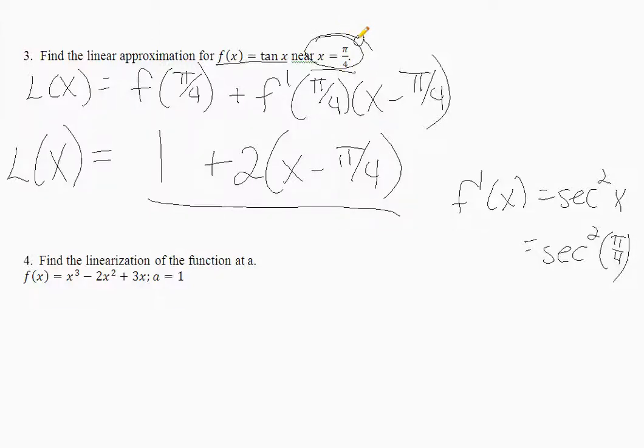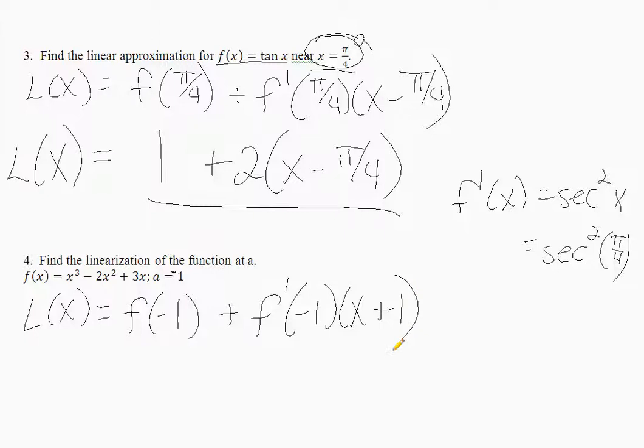Okay, and then the last one, again, go ahead and pause it. Try to do it. So I have linearization is going to equal f of a, f of negative 1. Sorry, this should be negative 1. Change that to negative 1. I did it as negative 1. Okay, f of negative 1 plus f prime of negative 1 times x plus 1. Go ahead, do f of negative 1. So plug negative 1 into the function. You should get negative 6. Go ahead, find the derivative of the function and plug negative 1 in. You should get 2 times x plus 1.